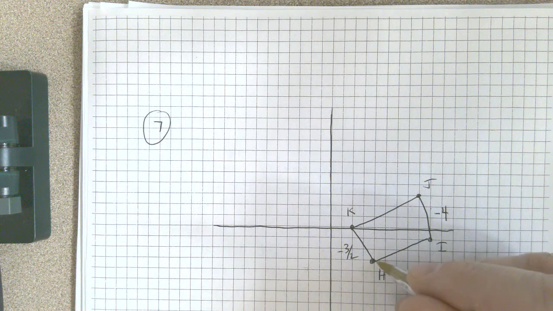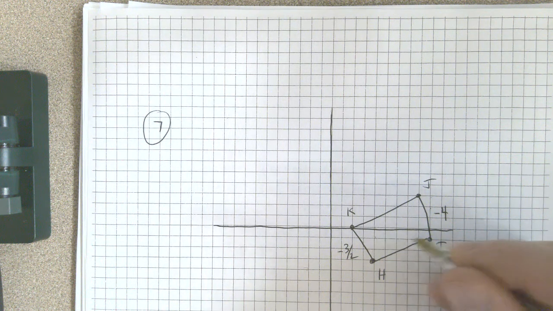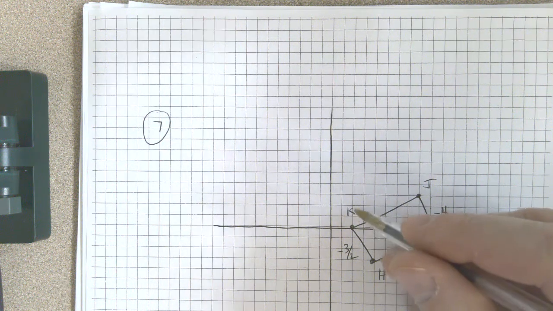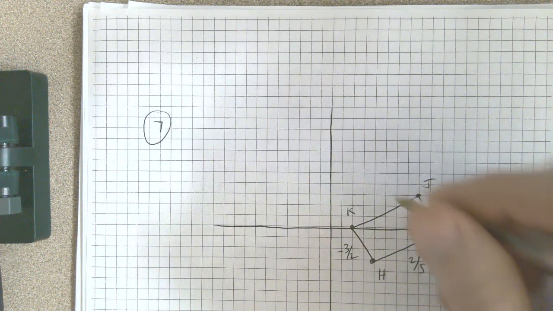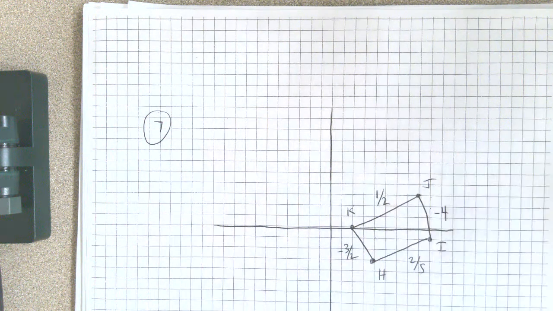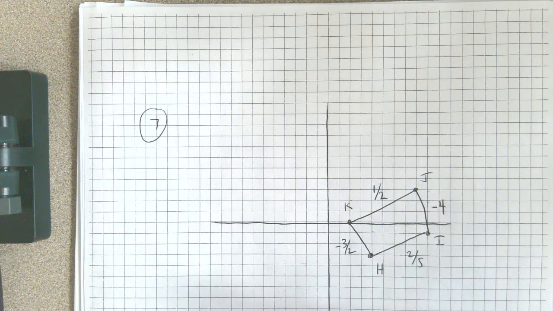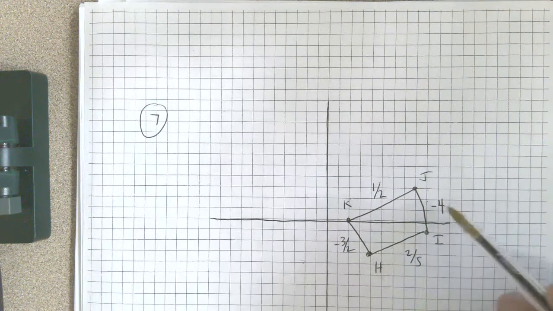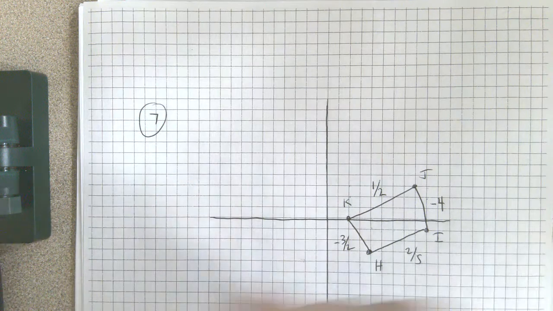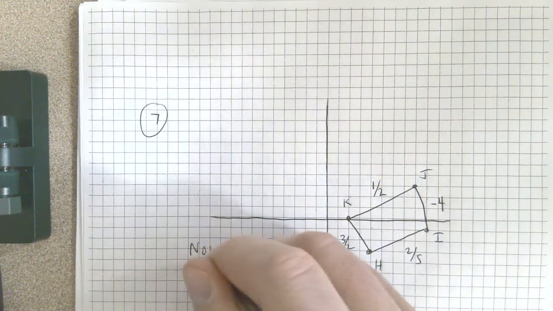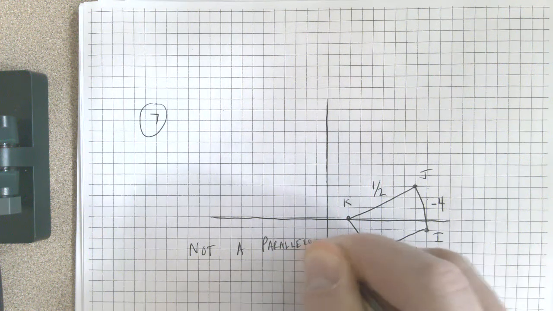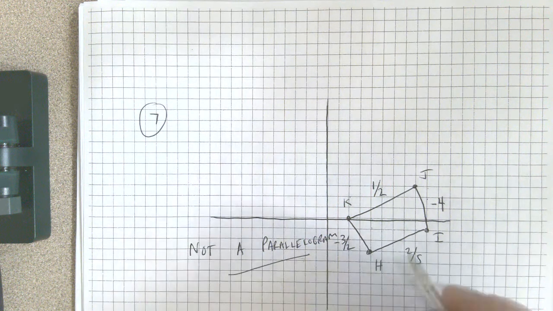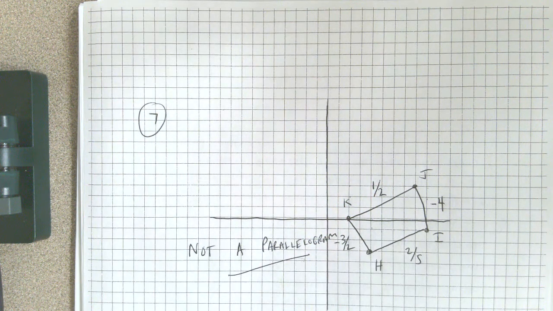For this one, I'm going to go up 1, 2, and over 1, 2, 3, 4, 5. So 2/5. And the other line, I'm going to go up 1, 2, 3, and over 1, 2, 3, 4, 5, 6. So 3 over 6, that's a slope of 1 over 2. Based on those slopes, for this to be a parallelogram, these opposite sides have to have the same slope. So based on these numbers, I would say this is not a parallelogram, again, because the opposite sides do not have the same slope.